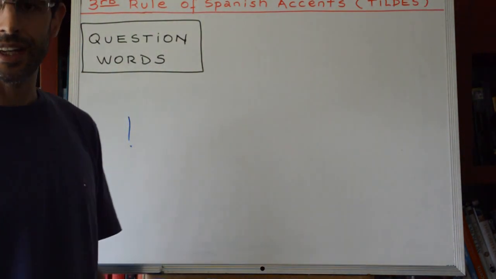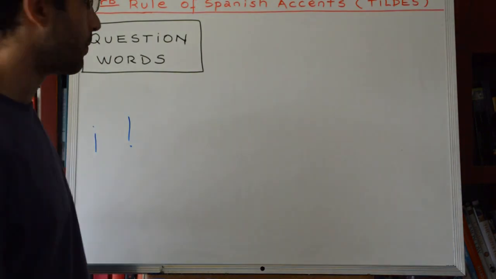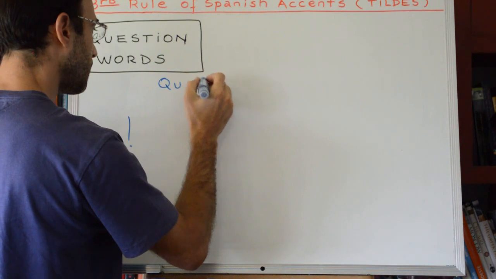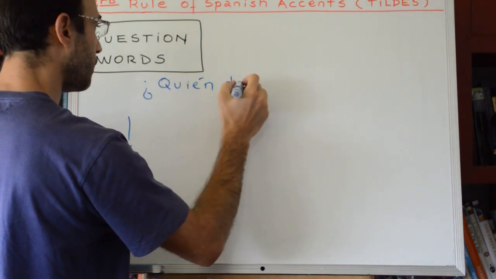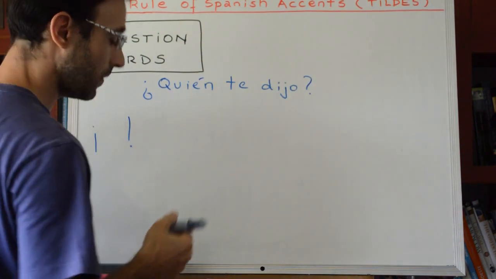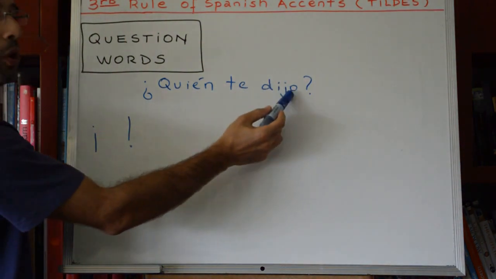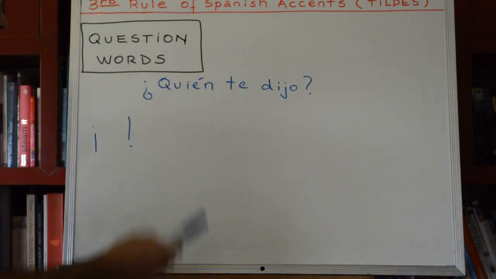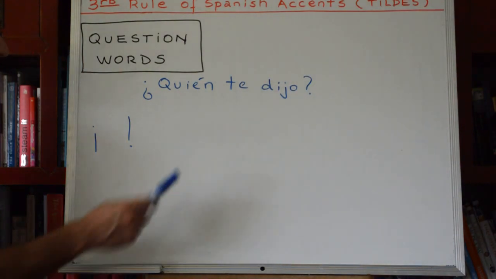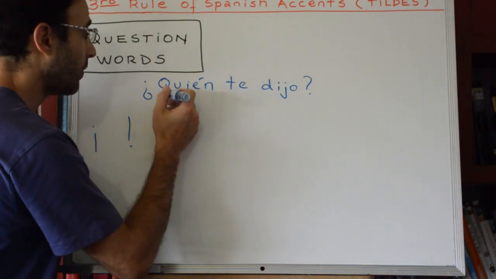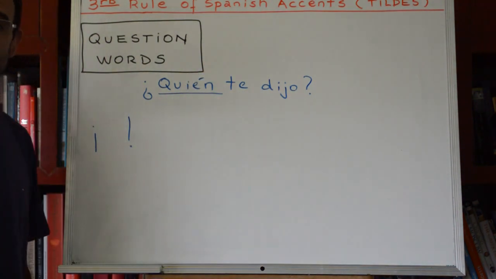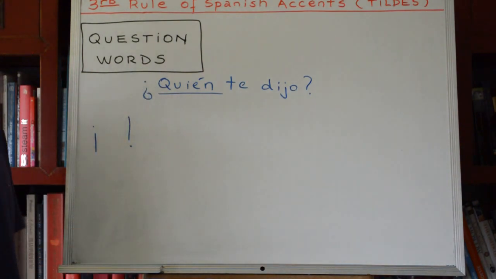The word quién. The word quién means who. Example. ¿Quién te dijo? This means who told you. Who told you? ¿Quién te dijo? Okay, so this is a question word. And the question word is carrying a tilde because it's involved in a question, right?